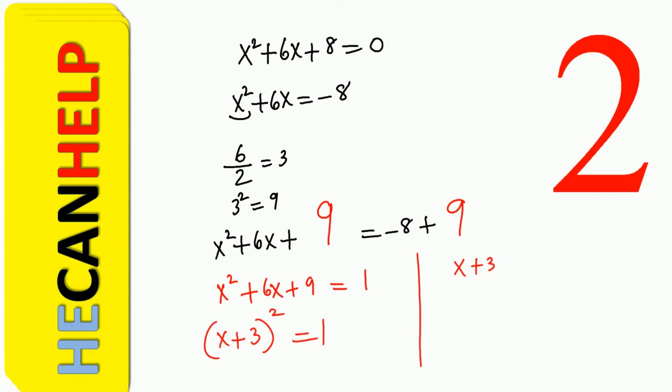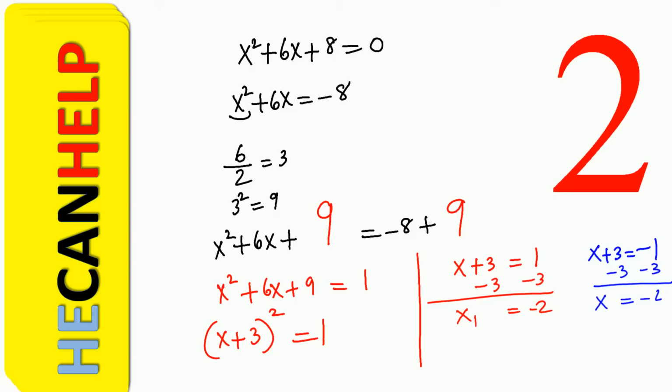When you take the square root, we get two solutions. We get x plus 3 equals plus or minus 1. So x plus 3 equals plus 1, and x plus 3 equals negative 1. X plus 3 equals 1. Subtract 3 from both sides. So what do we get? X equals negative 2. Let's call that x1. Subtract 3 from both sides. X equals negative 4. Let's call that x2.